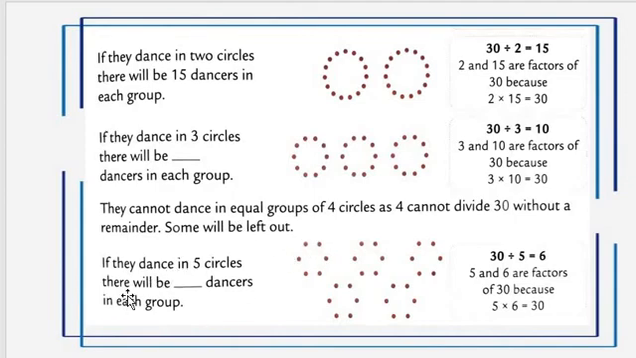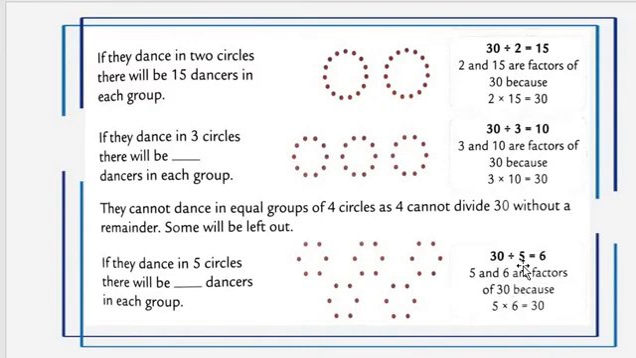If the dancers dance in 5 circles, how many circles? 5 circles. There will be a certain number of dancers in each group. So let's check, my dear students, is this possible? How many dancers are there? 30 dancers are there. We share equally in 5 groups. So 30 divided by 5. 5 is the circles, and 30 is the strength of dancers. 30 divided by 5.